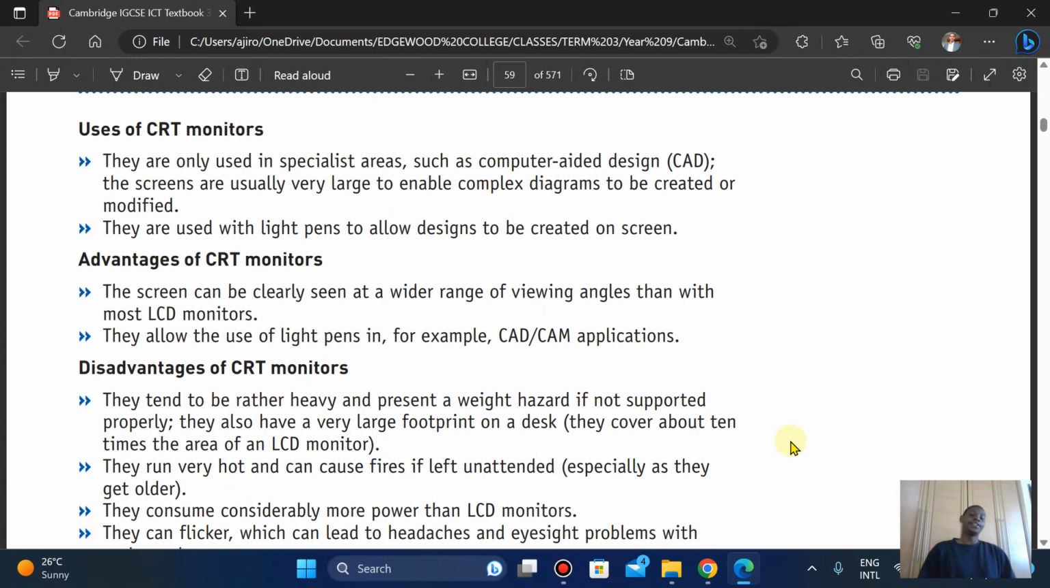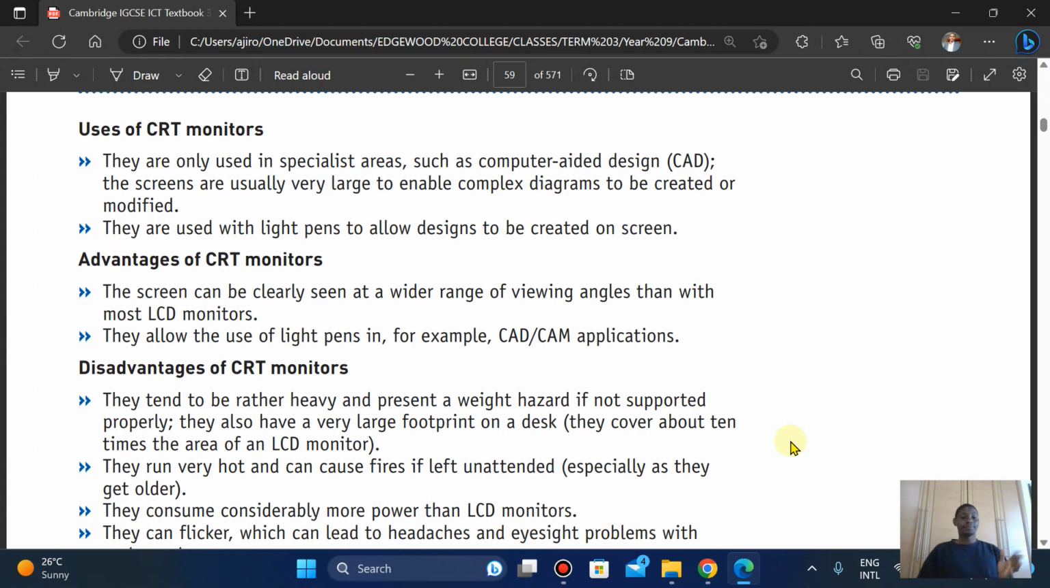Now let's look at the uses of the CRT monitors. They're used in specialist areas such as computer aided design that have a very large screen to enable diagrams to be created. They're used with light pens, okay, to draw on screens. Now let's talk about the advantages. They can be clearly seen at a wider range of viewing angles than with most LCDs. They allow the use of light pens.